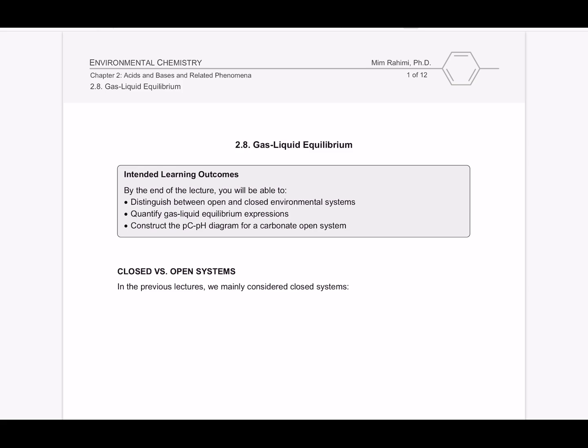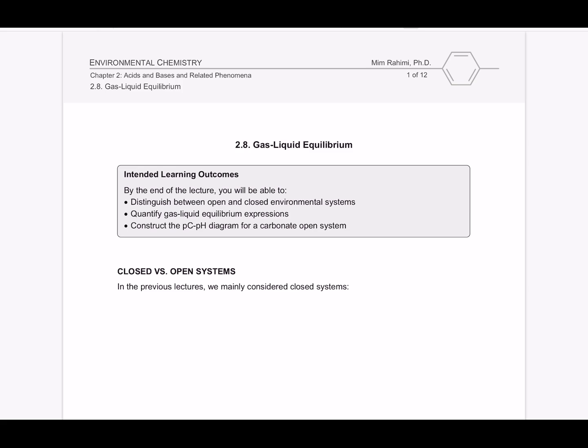Welcome to the last lecture of chapter 2. It was a relatively long chapter. Today we're going to talk about gas-liquid equilibrium. So this by itself is a chapter in the textbook. But here we brought it in just one lecture.